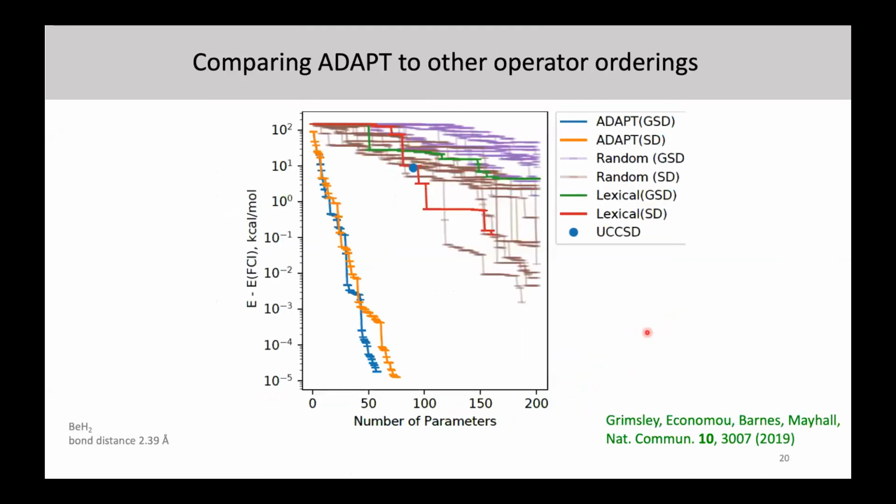Now, what happens if we take the operators that were selected by ADAPT and just scramble their order? How important is the order that ADAPT finds? And that order is determined again by using this gradient condition. And what we see here, so here in orange and blue are two different versions of ADAPT, two different pools, one using singles and doubles and one using generalized singles and doubles. Again, fermionic operators. We can compare this to different random orderings and lexicographical orderings of the operators. And we see that the order in which the operators are chosen in ADAPT is very important for the convergence properties. And by the way, UCCSD is somewhere up here.